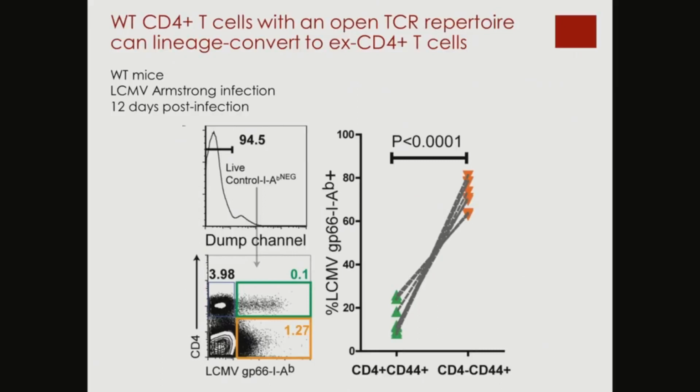We followed up on these results by asking whether xCD4 T cells could still be generated from wild-type effector CD4 positive T cells if the T cell receptor repertoire was unfixed. Indeed, we found that non-TCR transgenic wild-type mice acutely infected with lymphocytic choriomeningitis virus generated LCMV-specific MHCII-restricted CD4 negative T cells, even at a higher frequency than LCMV-specific CD4 positive T cells.